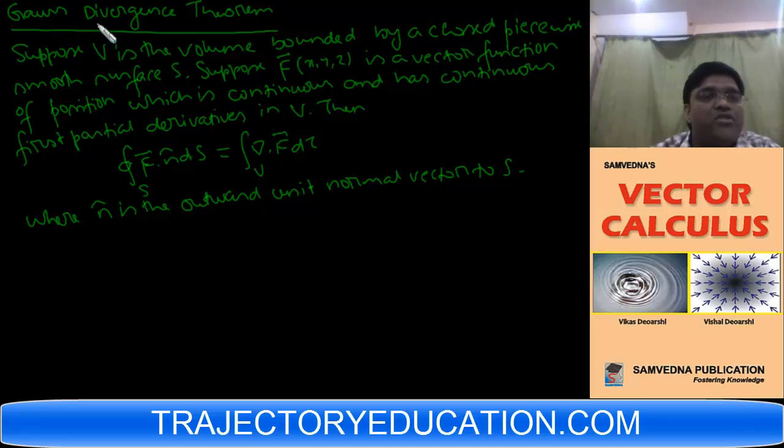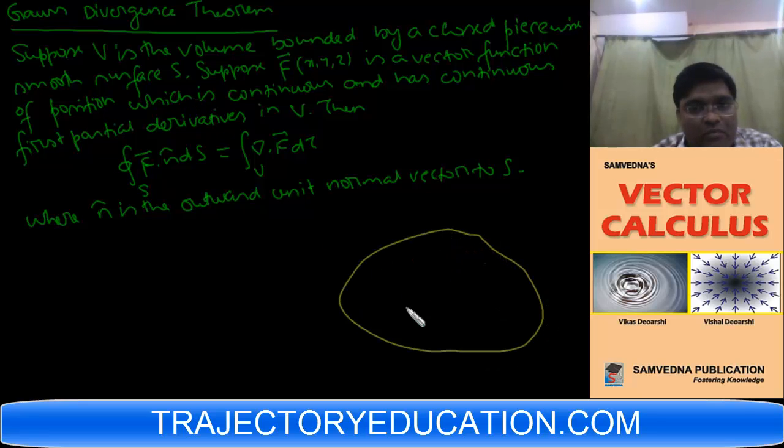Now we'll begin this chapter, Gauss divergence theorem. This is the most important topic of vector calculus. The theorem says, suppose V is the volume bounded by a closed piecewise smooth surface S. This is the surface S. The surface would be closed. It talks about the volume enclosed by a closed piecewise smooth surface S.